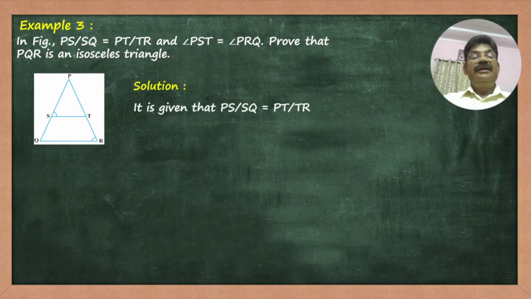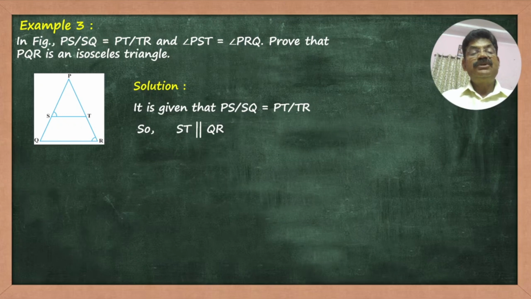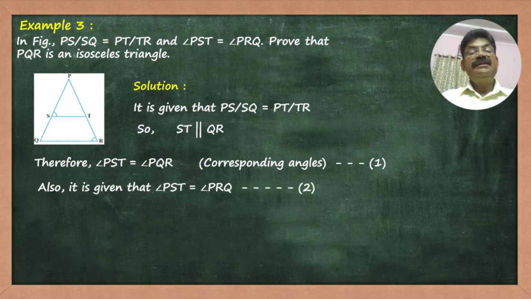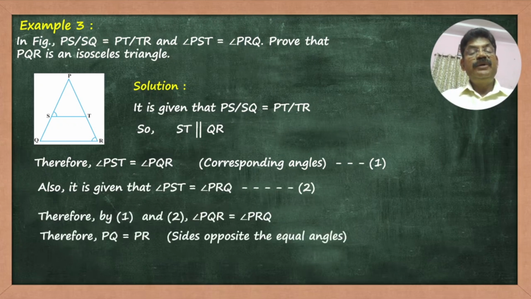Solution. It is given that PS divided by SQ is equal to PT divided by TR. Therefore, ST is parallel to QR. Therefore, angle PST is equal to angle PQR because they are corresponding angles. Also, it is given that angle PST is equal to angle PRQ. Therefore, by 1 and 2, angle PQR is equal to angle PRQ. Therefore, PQ is equal to PR. Why? Sides opposite to the equal angles must be equal. Therefore, what is our conclusion? PQR is an isosceles triangle.